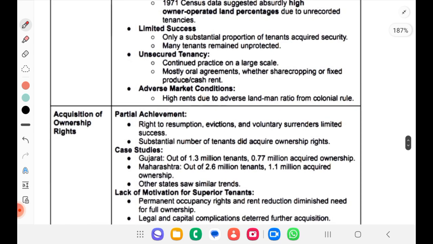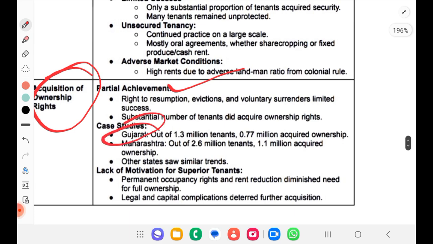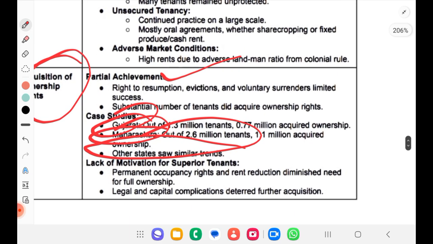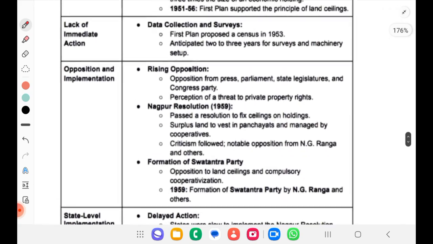There are partial acquisitions of ownership. There is a partial achievement. Some partial achievements are in Gujarat, Maharashtra and other states, similar trends. Okay. So these were partial. Good also we have seen, and partial also we are seeing now.